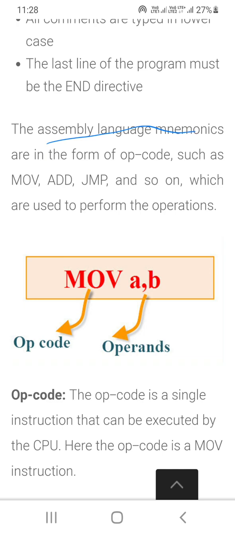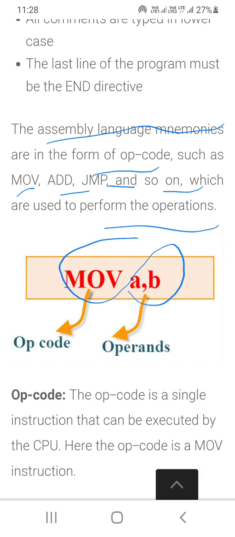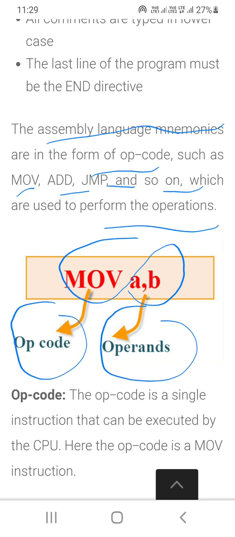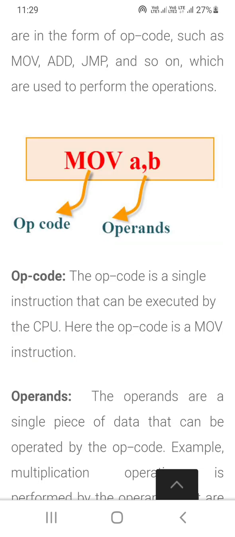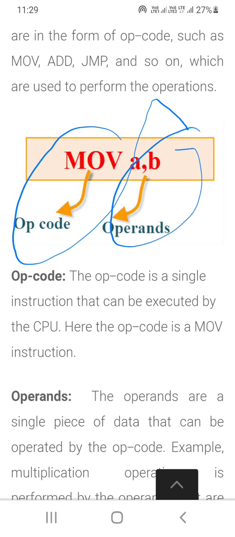Assembly language instructions are in the form of opcodes such as MOV, ADD, JUMP, and so on, which are used to perform operations, for example MOV A, B, with opcode and operands. This is the operation code and these are the operands.